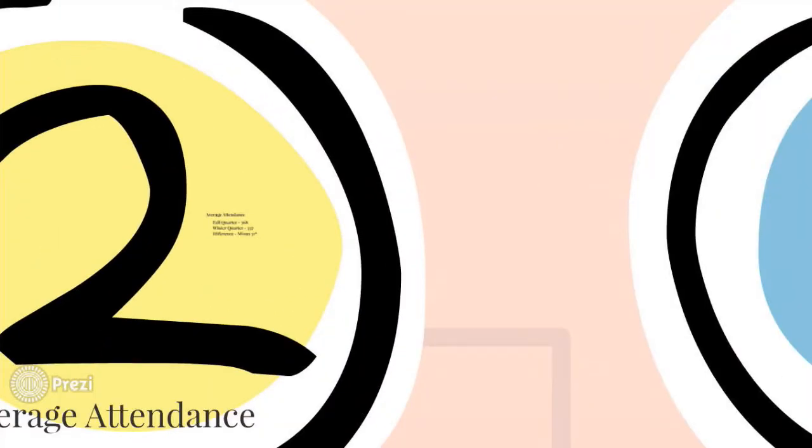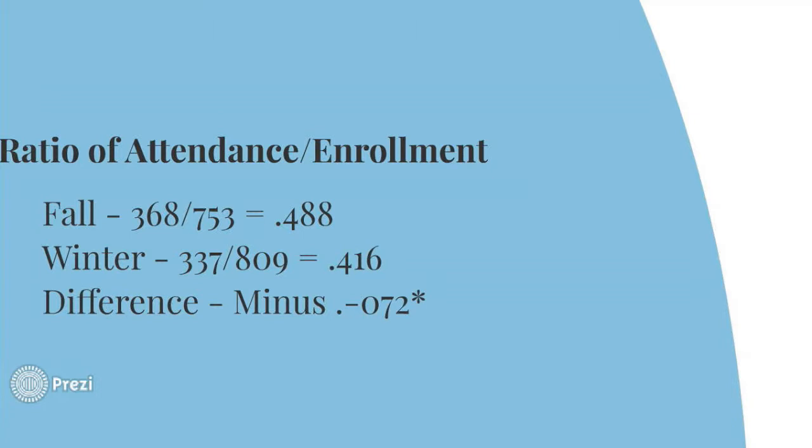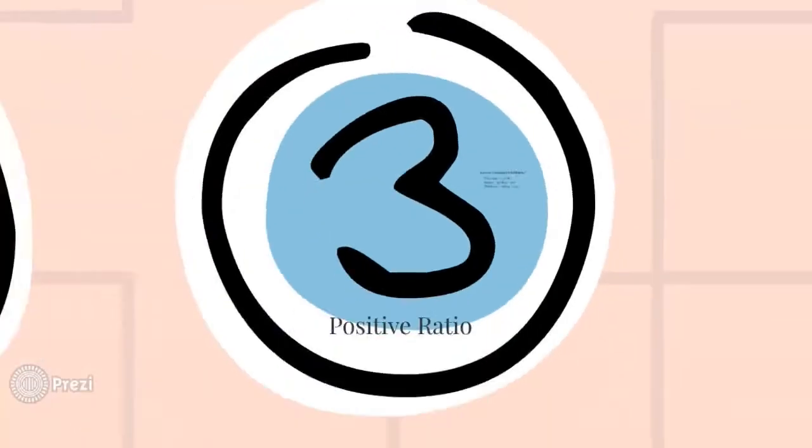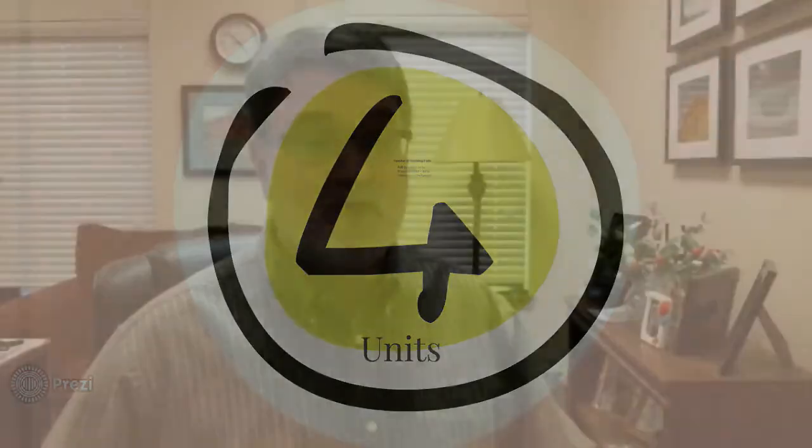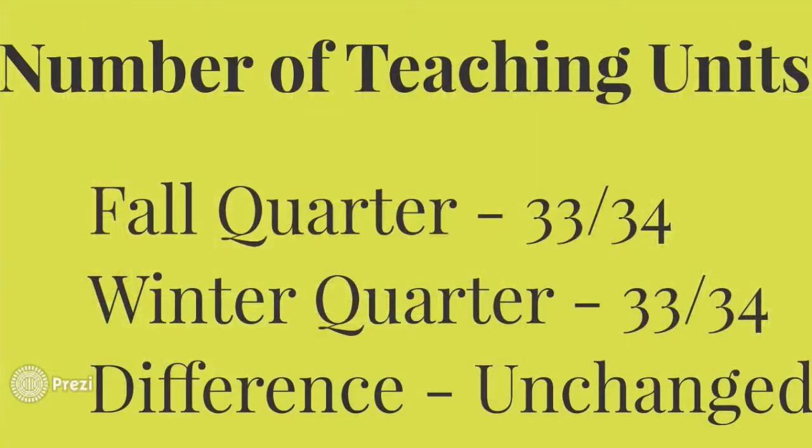The third thing that we focus in on when we're talking about our enrollment is the attendance to enrollment ratio. In the fall, we were at 0.48. In the winter, because of that low attendance, 0.416. A pretty good difference, but still respectable, and I think that will continue to climb, especially as we move towards Easter. As we continue to go on, we talk about units. One of the things you need to be aware of as we do units is that in the fall we had 33 and 34, and we've explained that before.